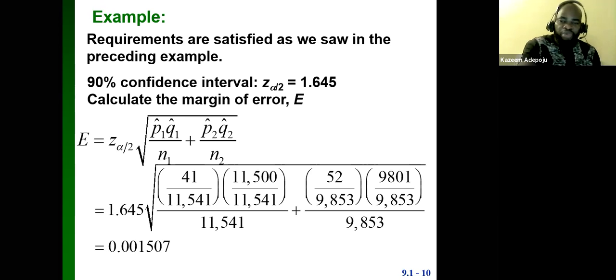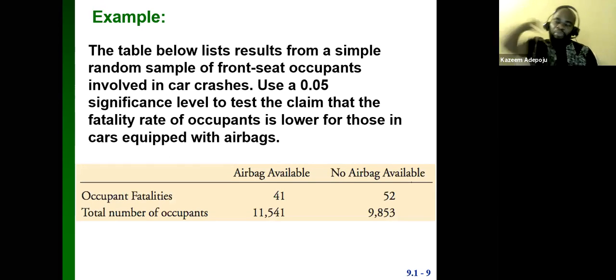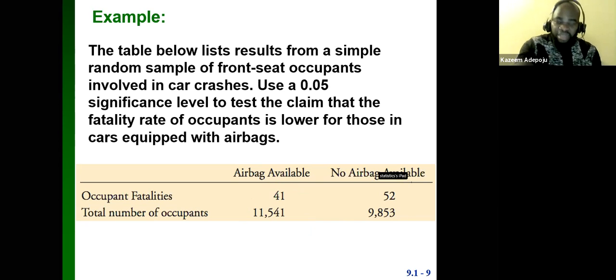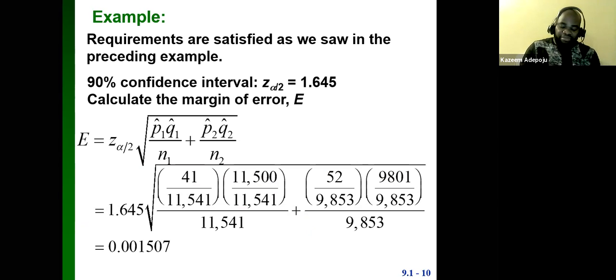But how am I going to get my p1? If you go back, the proportion of fatality when the airbag is available is 41 divided by 11,541. And the proportion of fatality when no airbag is involved is 52 divided by 9,853. That is what we have right here, that's for p1, and this is for p2. When you do 1 minus p1, you get q1. When you do 1 minus p2, you get q2.